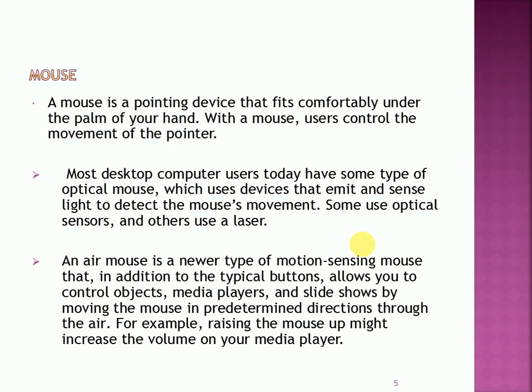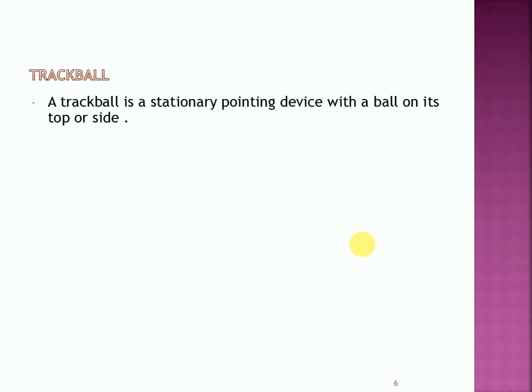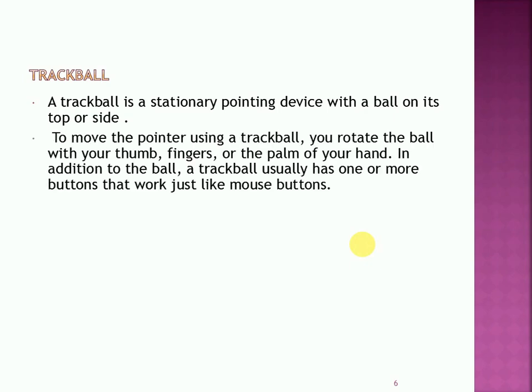Our next type of input device is a trackball. A trackball is a stationary pointing device with a ball on its top or side. To move the pointer using a trackball, you rotate the ball with your thumb, finger, or palm of your hand. In addition to the ball, a trackball usually has one or more buttons that work just like the mouse buttons.